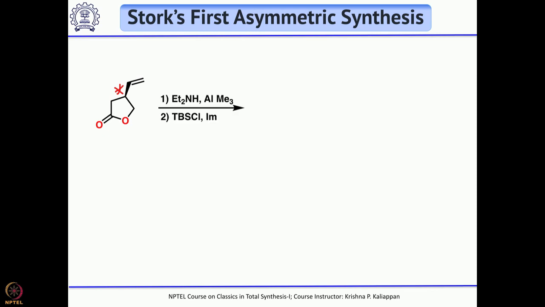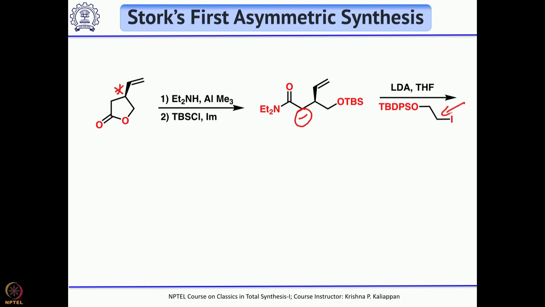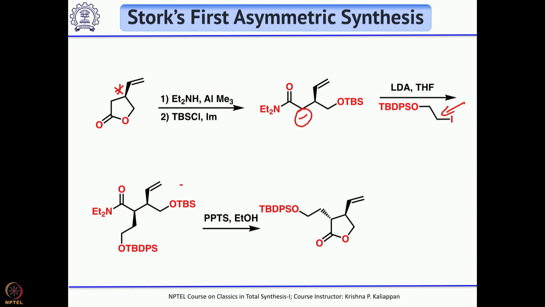Then he opened this 5-membered lactone with trimethyl aluminium and diethylamine and protected the primary alcohol as a TBS ether. Then you generate the enolate here. By treating with LDA, you generate the enolate and quench with this iodide. The 2-carbon alkylation takes place. This upon treatment with PPTS, the TBS group can be selectively cleaved. Once it is cleaved, then it cyclizes to give the 5-membered lactone.